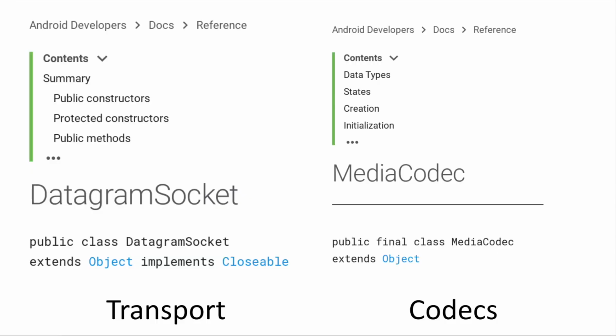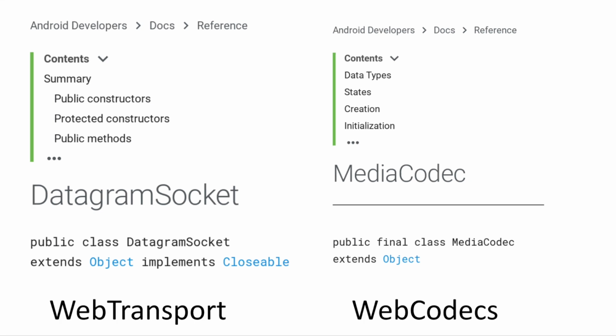And like I said before, there's a gap between mobile apps and web apps. For mobile apps, this is what you see. Basically, you see transport, which goes straight down to either UDP or TCP, in this case on the slide, UDP. And you see media codecs at the bottom. We want to do the same thing for web, to give you WebTransport and WebCodecs.